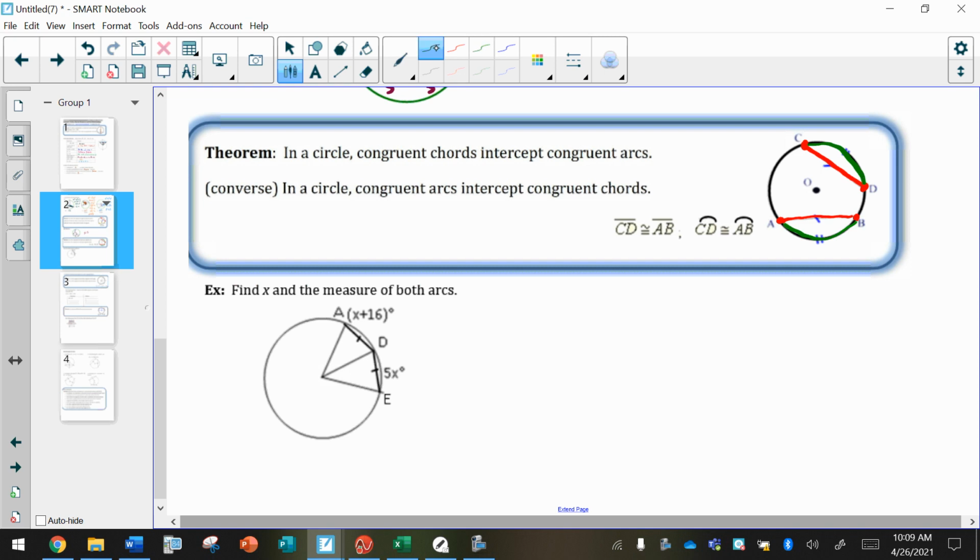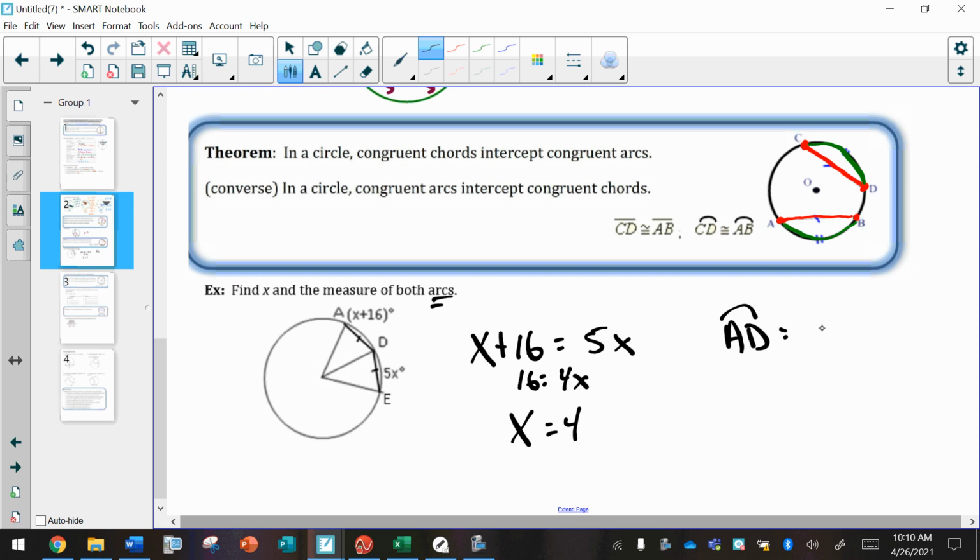So in our example here, since we know that chord AD is equal to chord DE, that means arc AD is equal to arc DE. So solve for x. Subtract x from both sides. Divide by 4. Now it does say find the measure of both arcs. So once we know x, then arc AD would be x plus 16, and then arc DE would be 5 times x. So that confirms that they are both 20 degrees.